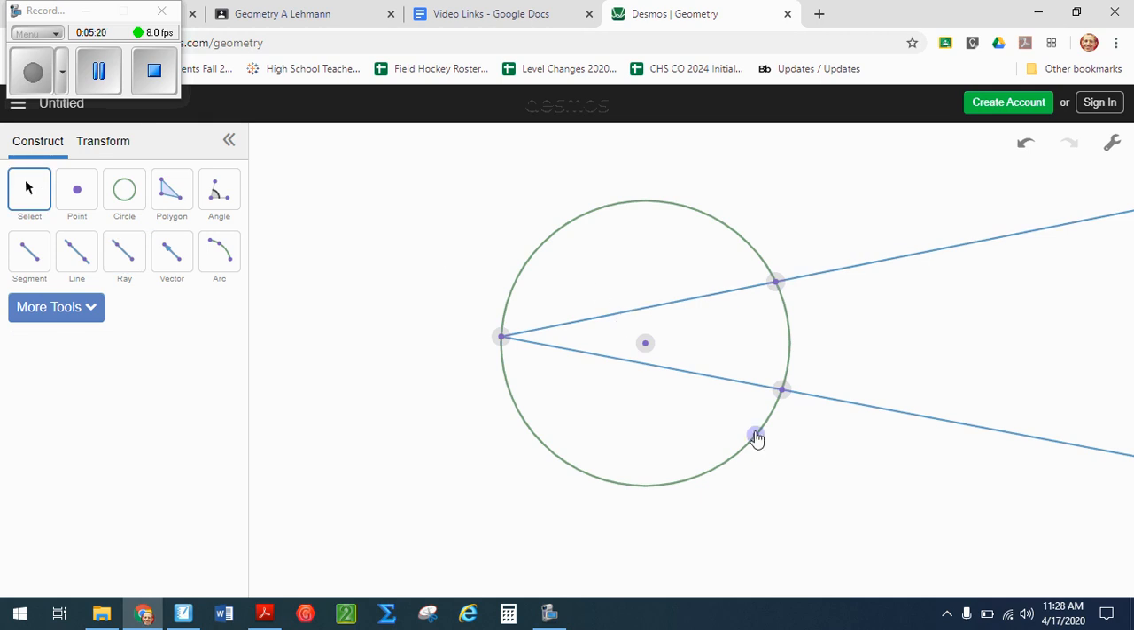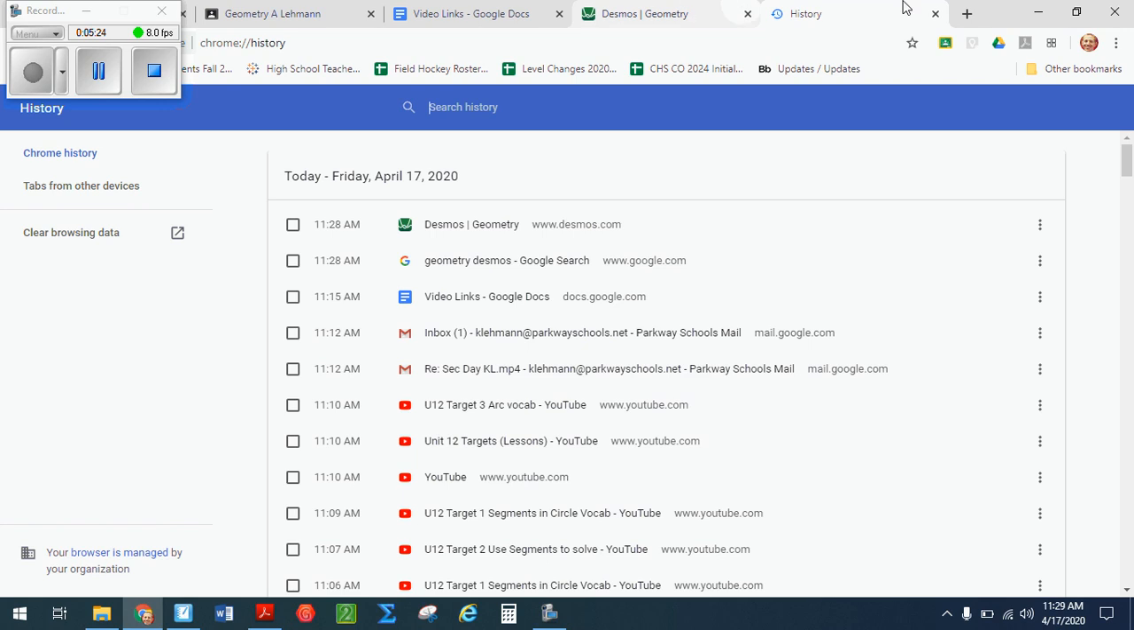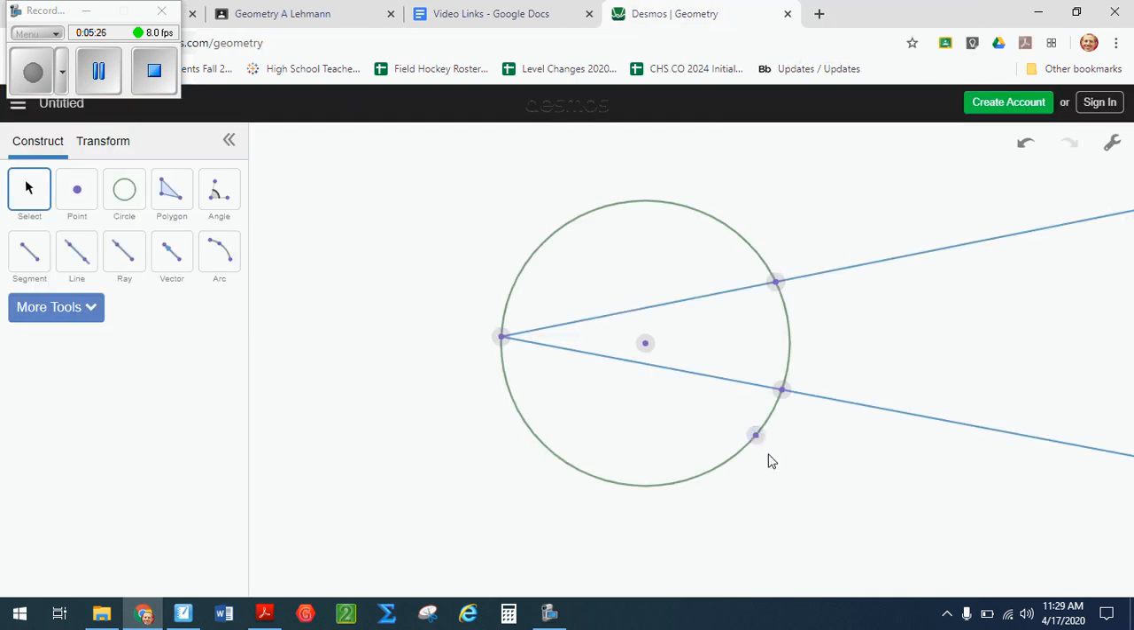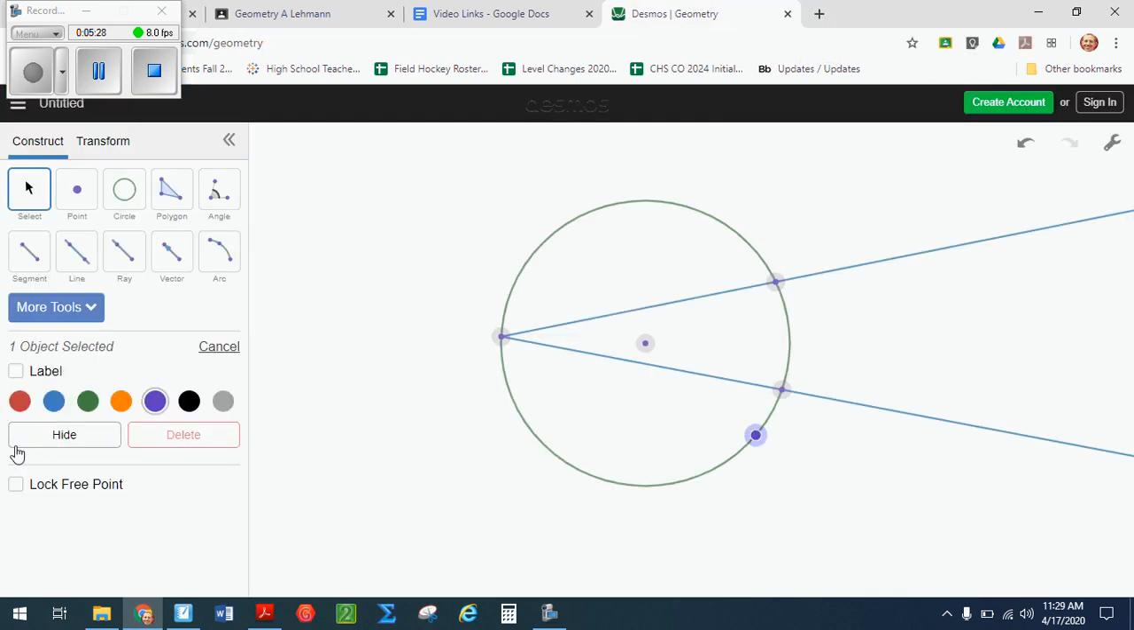All right, let's see, I can hide this circle. Oh, I don't know what I did. Let's see. I just need to click on this and hide. I tried to do Control H, and that brought up my history.